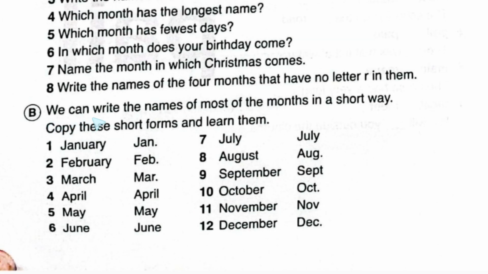Part B: we can write the names of most of the months in a short way. Copy these short forms and learn them. Here January will be Jan. February, Feb. March will be Mar. April will be the same thing, it will not be changed. May, no change. June, no change. July, July is July, okay.